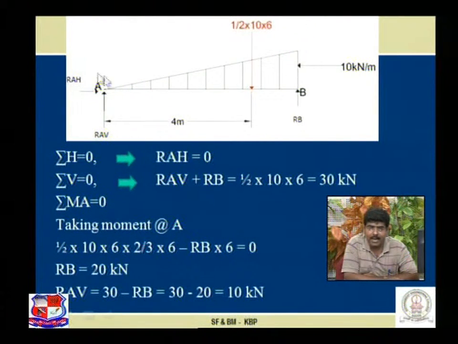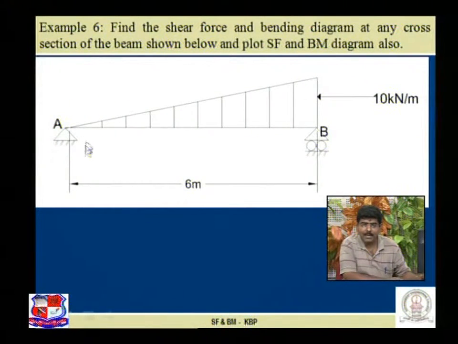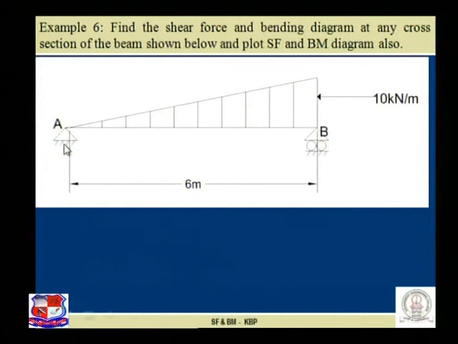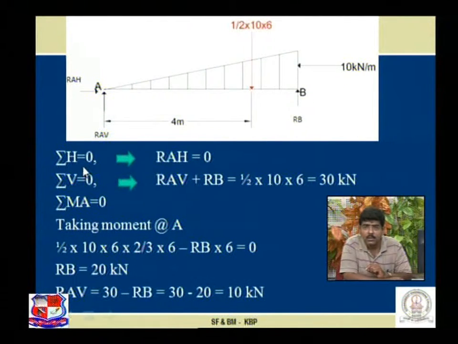At the A junction, as seen in the previous figure, the support is a hinge support. So here there are two unknowns, horizontal reaction and vertical reaction. At B there is a single unknown, the vertical reaction. So here the two unknowns at A are RAH and RAV. If we apply sigma H is equal to 0, the RAH value is equal to 0. The reason is that there is not a single horizontal force acting on this particular system.